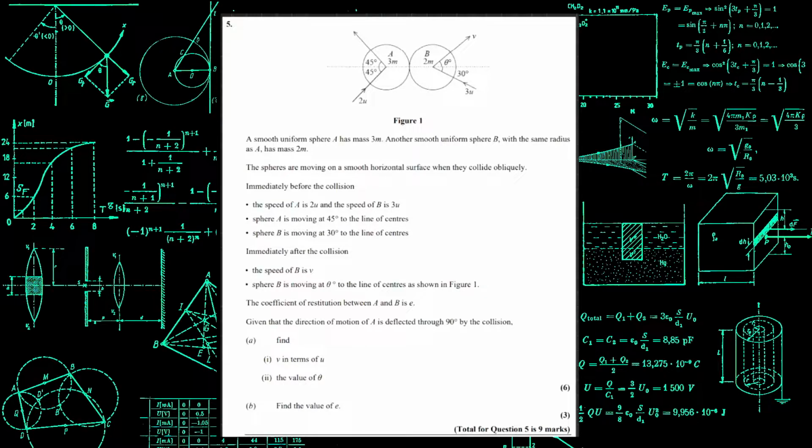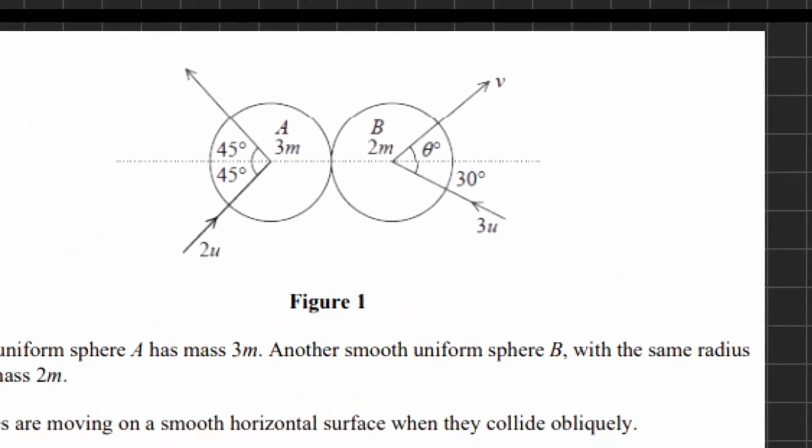Okay, fifth video on elastic collisions in 2D. Here's a question, give it a go and then come back when you're ready for the answer. Right, let's start off by labeling up the diagram. It's pretty well labeled so far. The only thing we don't have a label for is the final velocity of A, so I'm going to call that w because v's already been taken.